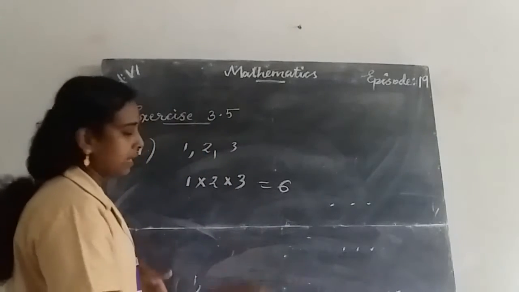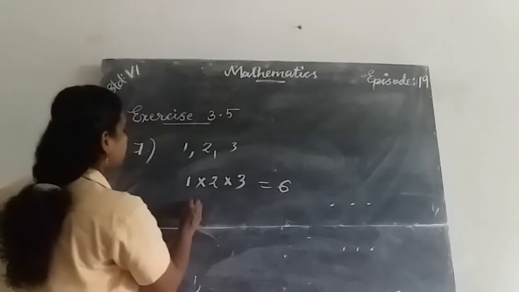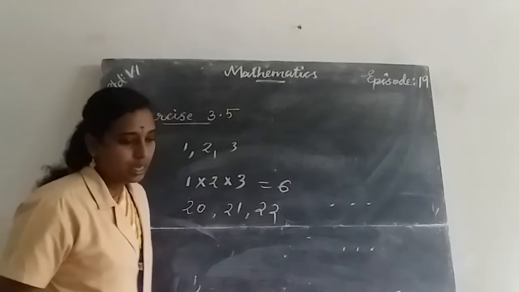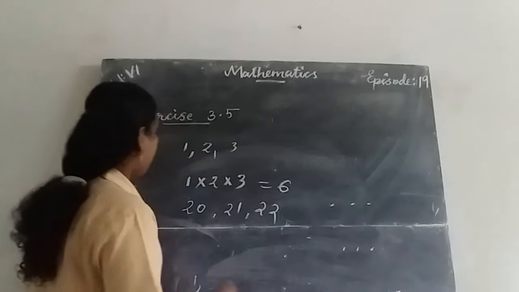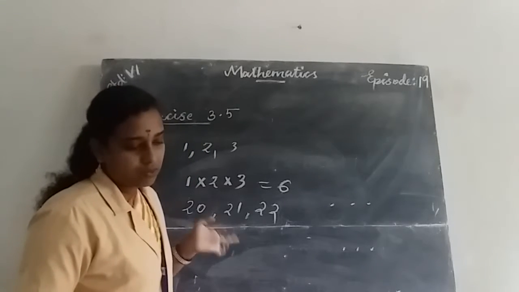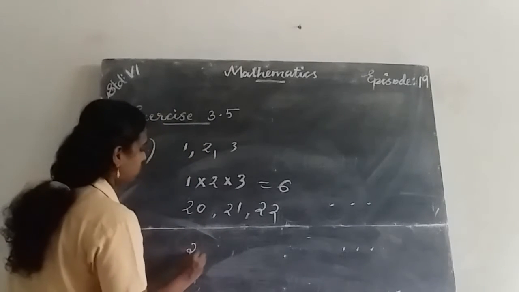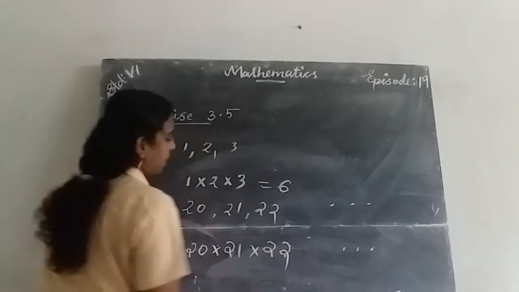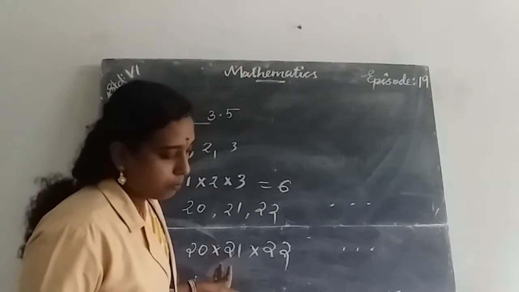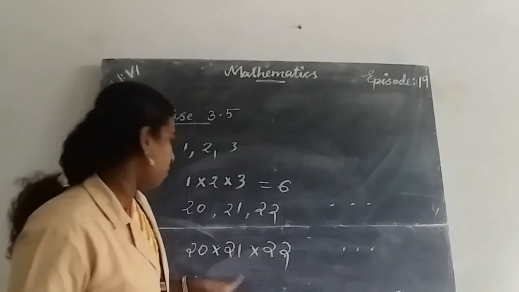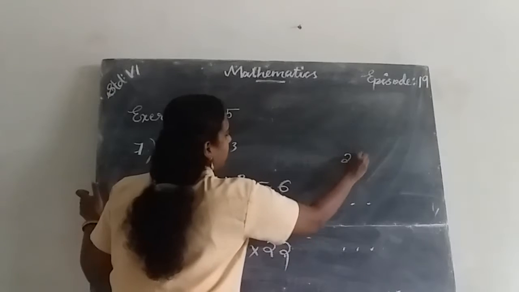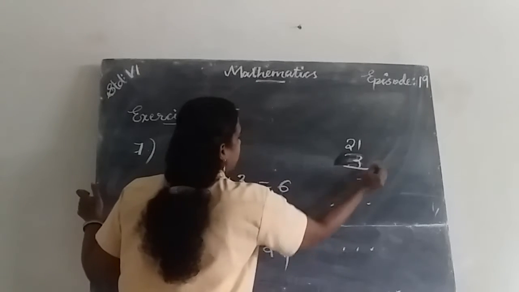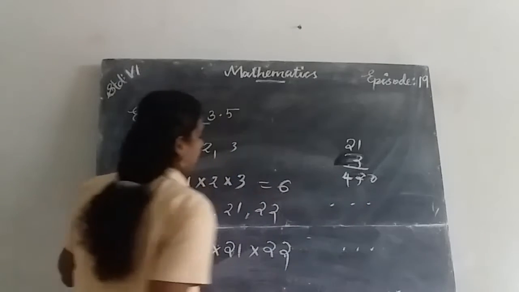And we take another example, consecutive numbers 20, 21, 22. We take the product of 20, 21 and 22. So 20 into 21 into 22. Then we find the product. We get 9,240. First 20 into 21. So 20 into 1 is 20, 20 into 2 is 40.